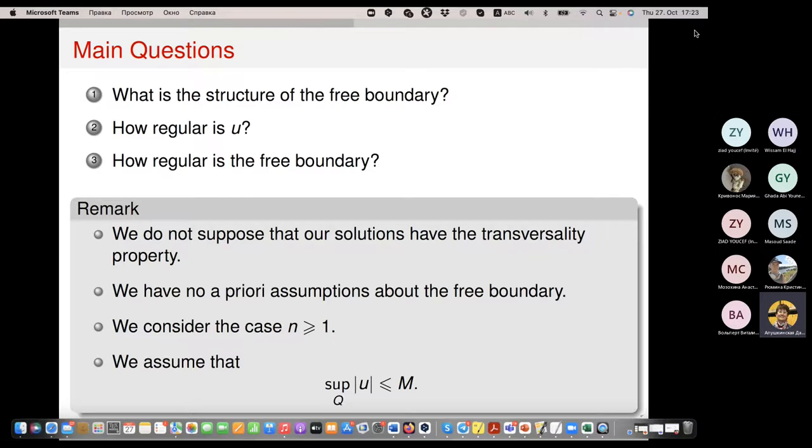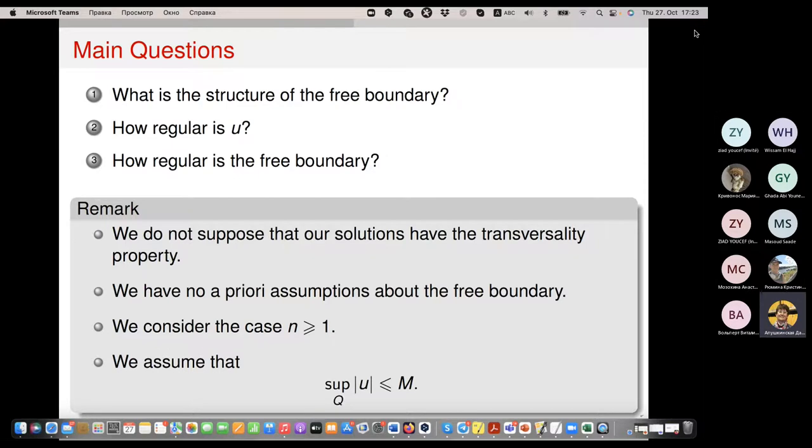So as a standard in the theory of free boundaries, we do not assume a priori assumptions about the free boundaries. No assumptions at all. In general, we consider the case that n is bigger or equal one, and we only assume that our solution is bounded. The reason for this is that we need at least one starting point, something.